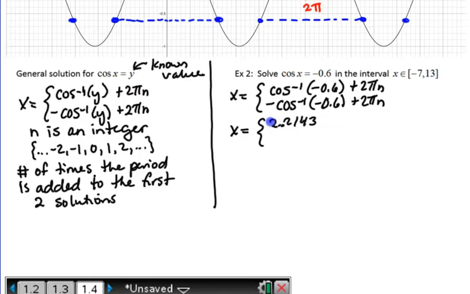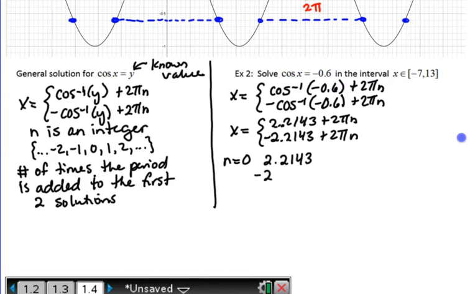2.2143 plus 2 pi n to negative 2.2143 plus 2 pi n. So my first two solutions are when n equals 0. In other words, if I substituted 0 in here, it means I'm not going to be adding 2 pi at all. So these are just my original two solutions, the first two that I see on either side of the y-axis.